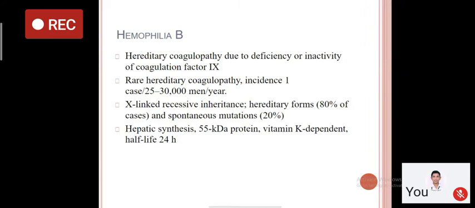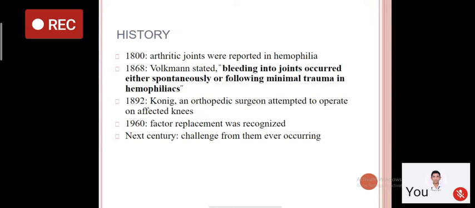Hemophilia B, the incidence is around 1 in every 25 to 30,000 patients per year. Again, it is X-linked recessive in inheritance, and it is a vitamin K dependent protein which has a slightly longer half-life of 24 hours. Now, how this condition, hemophilia, has been diagnosed and how the treatment has been progressing over the years.